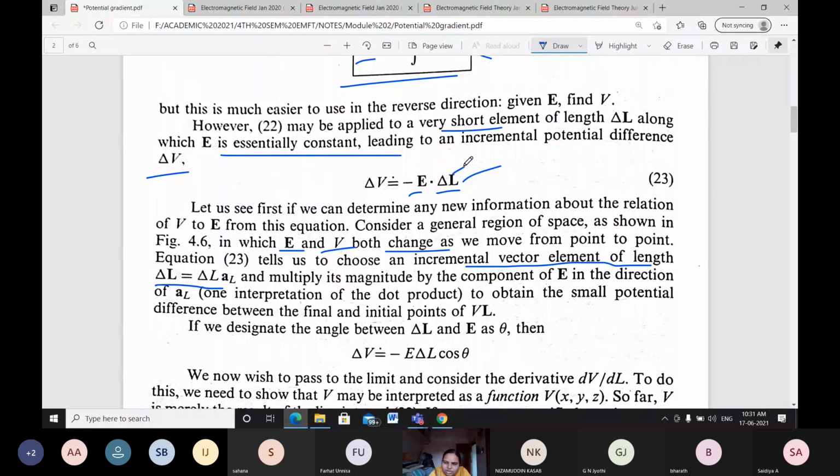So what is the equation telling? The same thing is indicated here: the component of E in the direction of a_L, where we are going to be using dot products, but you can leave that off now. To obtain a small potential difference between the final and initial points, I can go with V into L.